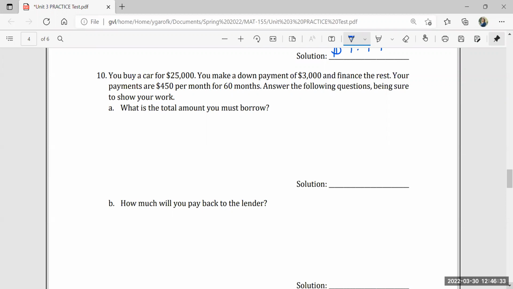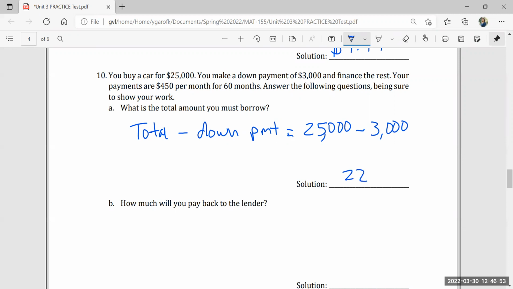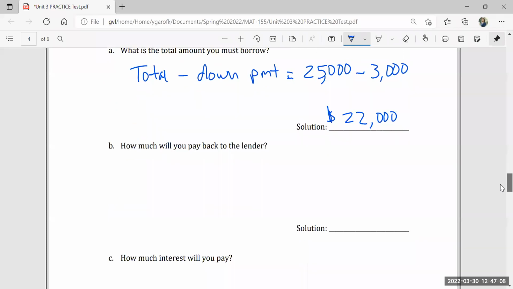Well, remember that you're going to have to borrow whatever the cost is, minus your down payment. So that is going to be the $25,000 that the car costs minus the $3,000 that you put down. So that is going to be $22,000, right? 25,000 minus 3,000 is 22,000. Don't overthink that part. On the test, each of these parts is worth an equal amount, so that's nice.